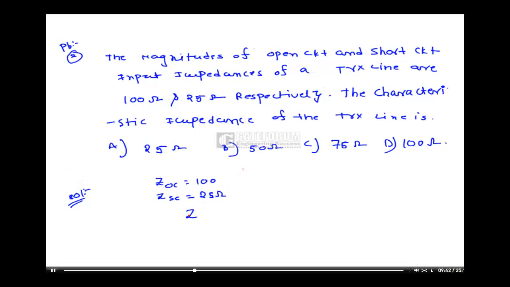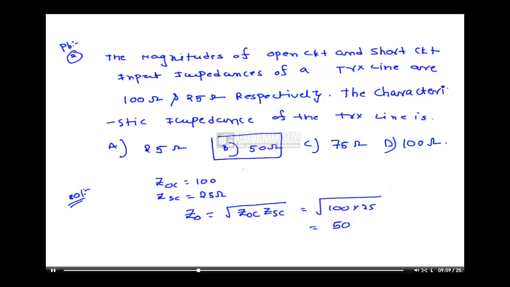The characteristic impedance of the transmission line is Z0, which is the square root of ZOC into ZSC. So that is equal to the square root of 100 into 25, that is 2500. That is nothing but 50. So which option is correct? Option B is correct. Very simple problem.